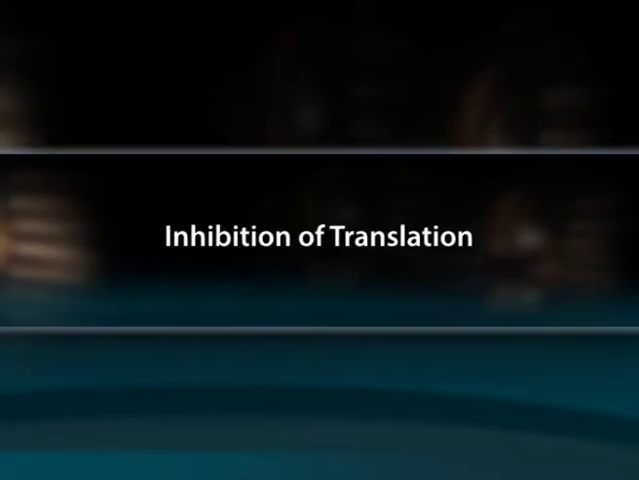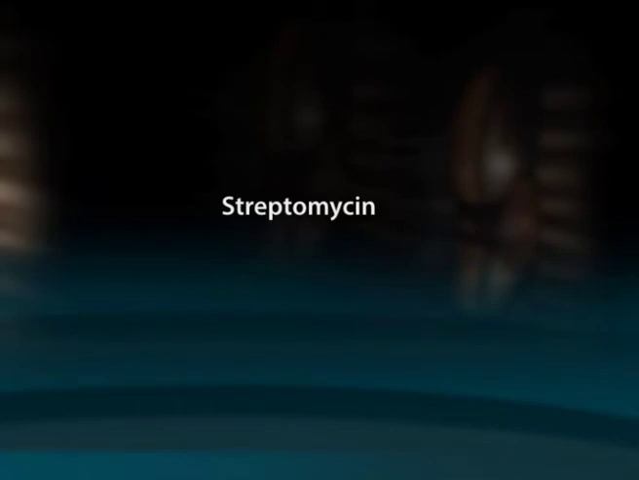Inhibition of translation. Translation is inhibited by certain factors called translation inhibitors. They stop or slow the proliferation and growth of cells by disrupting the processes that lead directly to the generation of new protein. Antibiotics are a good example of translation inhibitors, like streptomycin, tetracycline, chloramphenicol, etc.